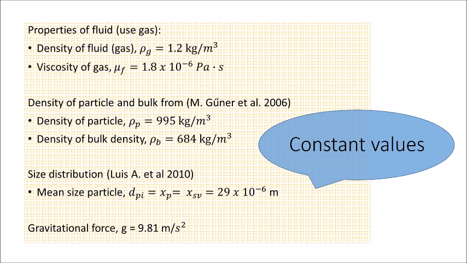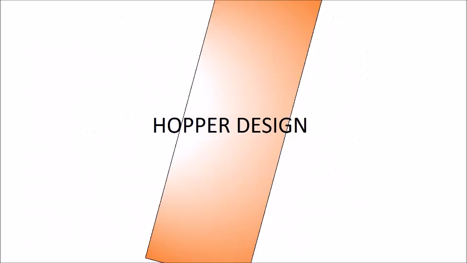Now, these are the constant values for the viscosity of gas, mean size of particles, gravitational force, and the density of the fluid, which is gas, density of particles, and the density of bulk. Now we move to the hopper design.